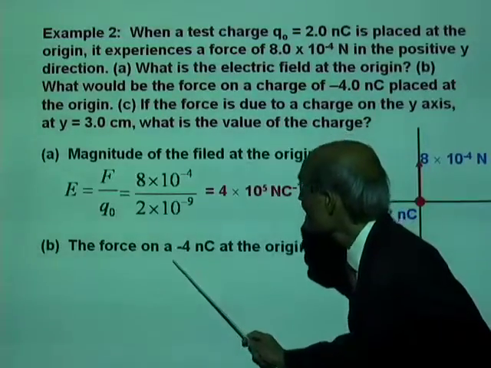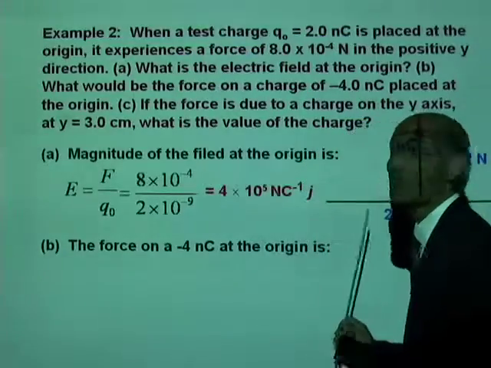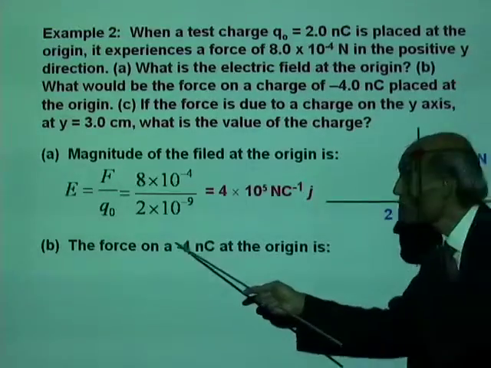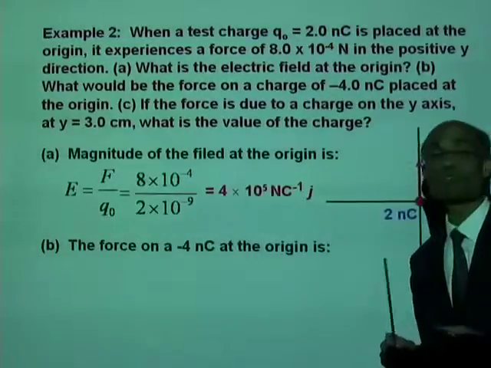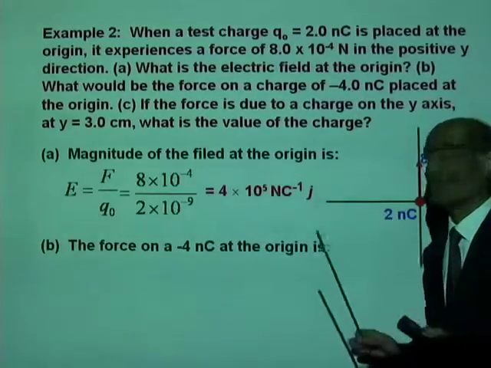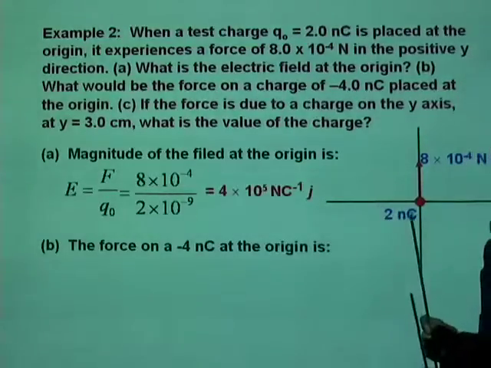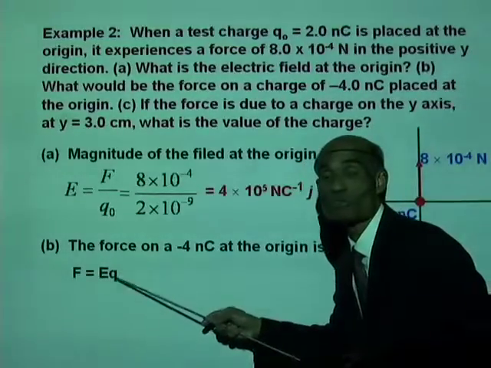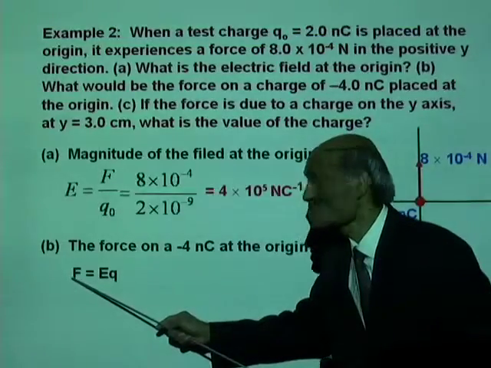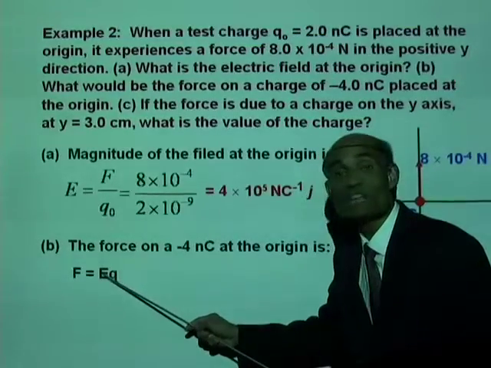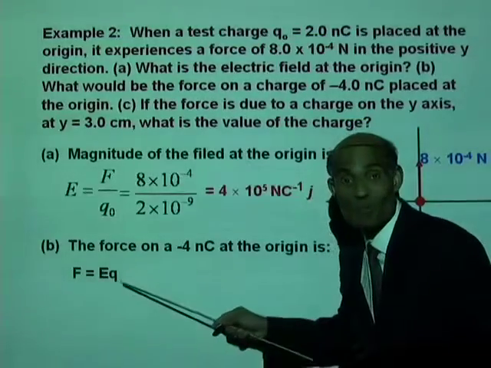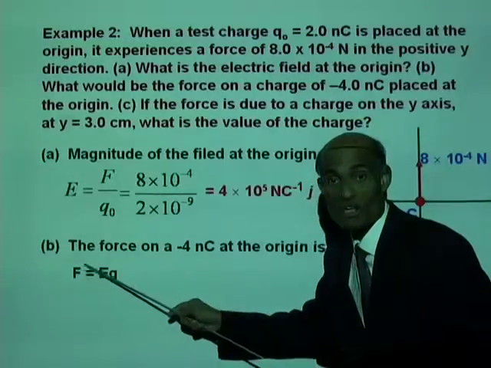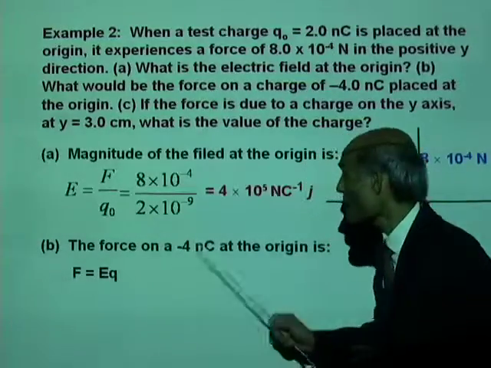Now, if you remove this 2 nanocoulomb and place a negative 4 nanocoulomb at the origin, what will be the force that it will experience? Well, F equal to E times Q, is that right? The force experienced by a charge is E, the force per unit charge, multiplied by the charge. So the force experienced by a charge will be E multiplied by Q.